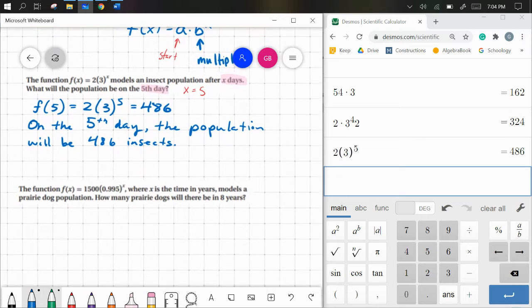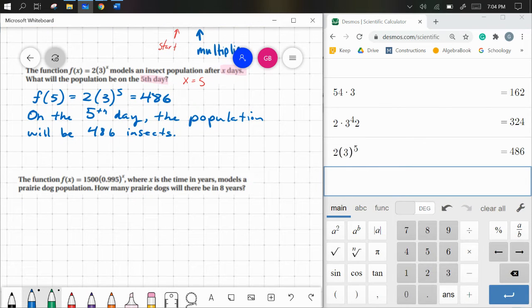Let's do another example. The function f of x equals 1500 times 0.995 to the power of x, where x is the time in years, models a prairie dog population. How many prairie dogs will there be in 8 years? So again, identify what the x represents, time in years, and we want to answer the question, how many prairie dogs are there in 8 years?